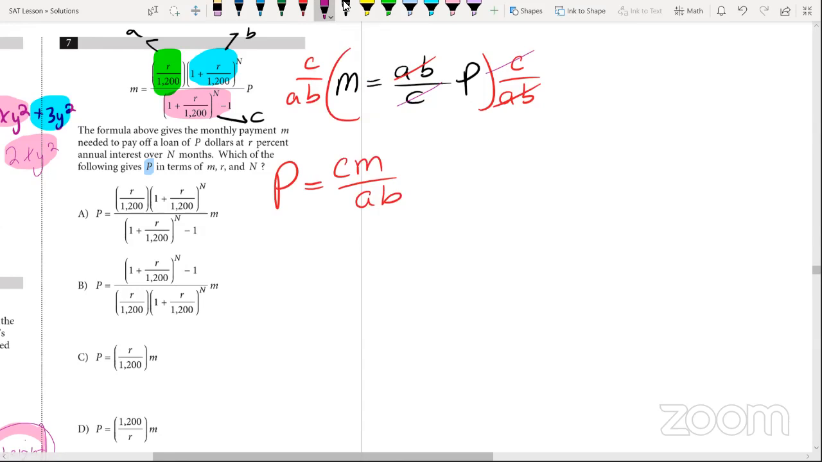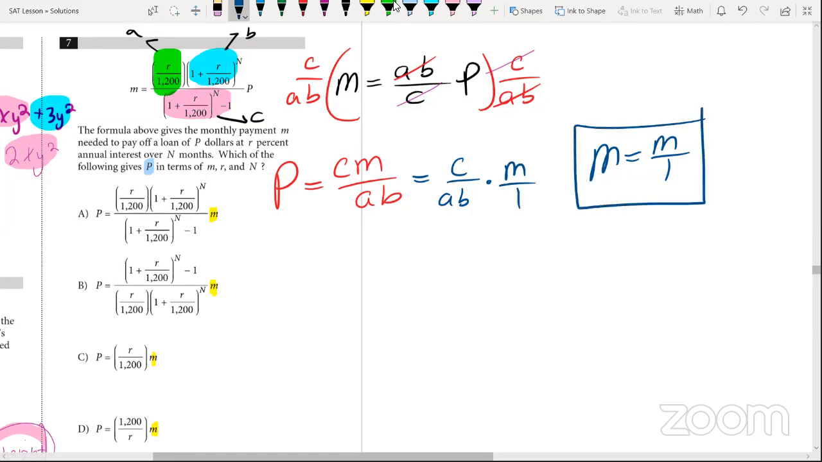An important thing to note, because we're looking at the answer choices here, we've got M's throughout, and they're not in the numerator or denominator. So M is really the same as M over 1. So we can rewrite this as C over AB times M over 1. And like we said a moment ago, M is the same as M over 1, so it can be rewritten again as C over AB times M right there in the middle. And now it matches the answer choices.